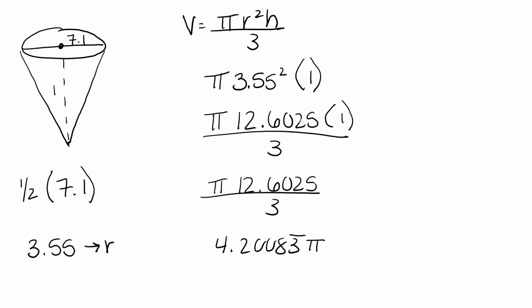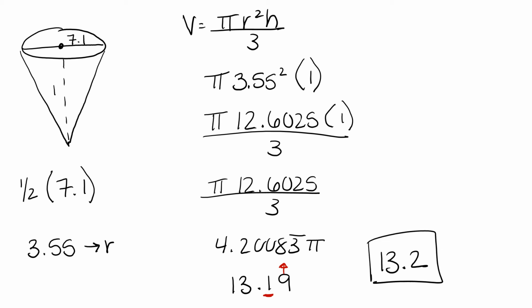And then we multiply by our pi value in the directions, 3.14, which gives us 13.19061, on and on and on. We can look at the 1, and the 9 tells us to round up, so we end up at 13.2 for our final answer.